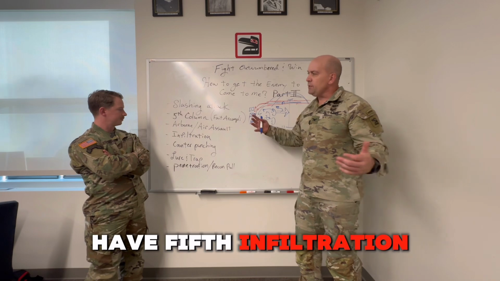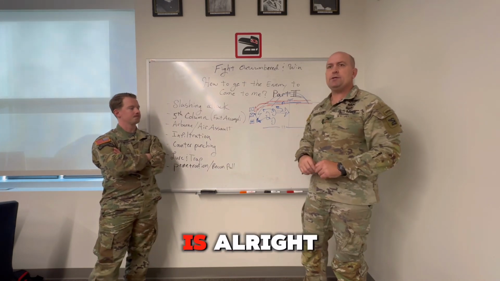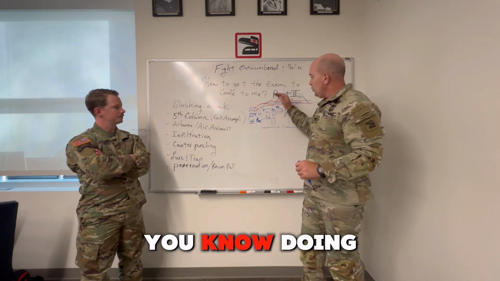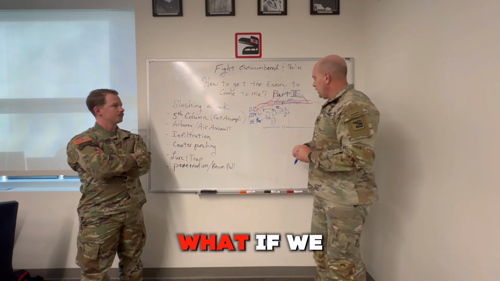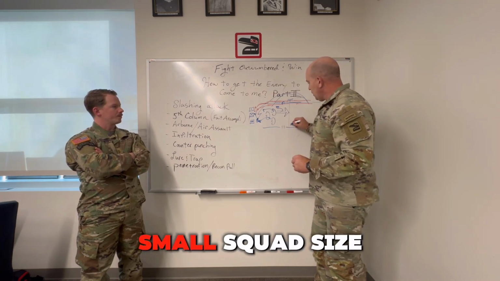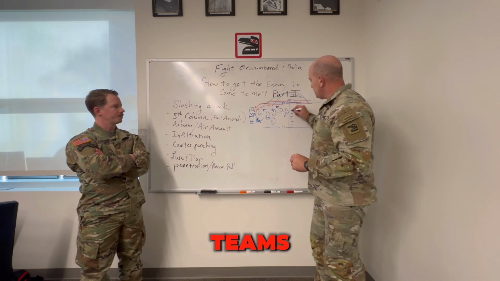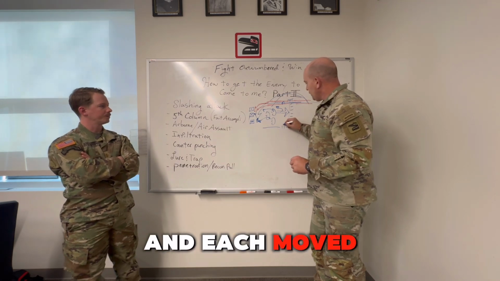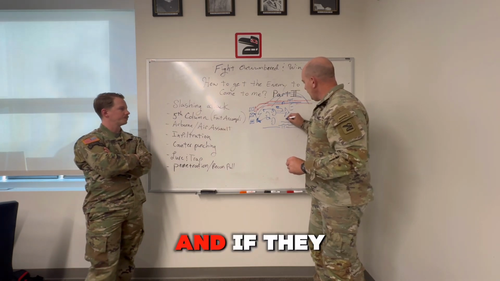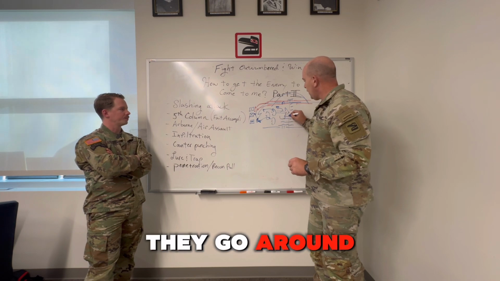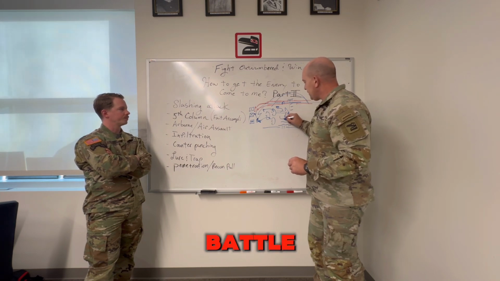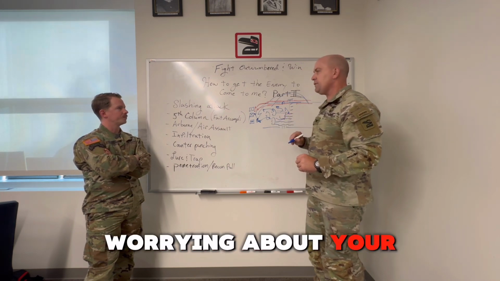So then you have infiltration. Another way is, all right, instead of doing a very dynamic move, what if we broke down into small squad-sized teams and each moved on their own path, and if they make contact, they go around or they have a battle, but these guys keep going and you quit worrying about your flanks.